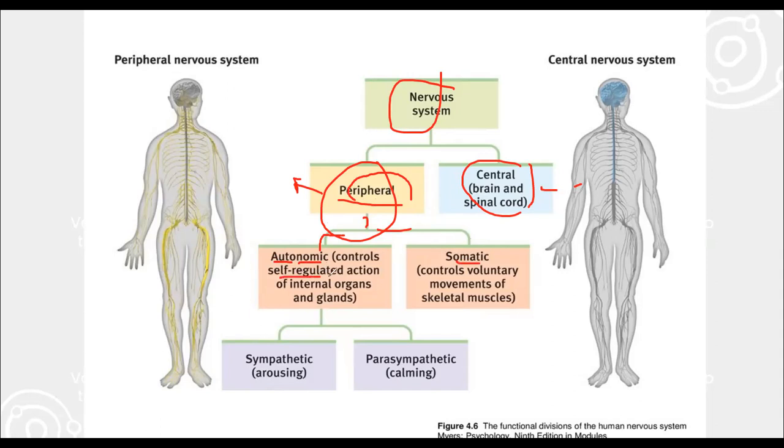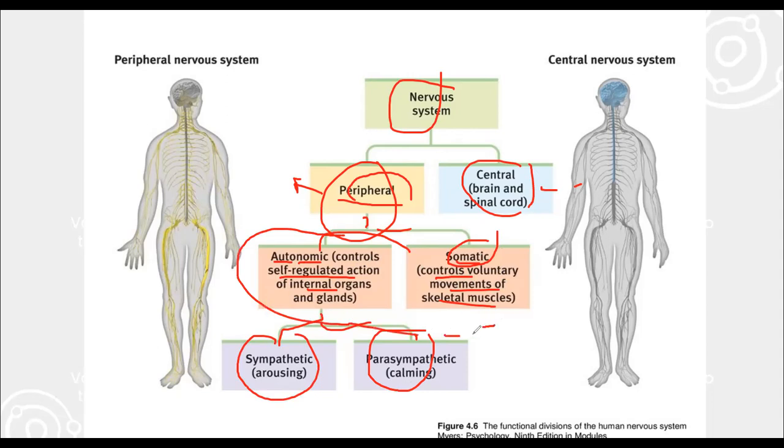Autonomic means self-regulated action of the internal organs, and obviously this will be involuntary mostly, and here this will be controlled voluntary movements of the skeletal muscles. So somatic is basically your body movements. Okay, again autonomic is classified into sympathetic and parasympathetic, so that is what we will be discussing in detail over here. This comes under the replay. We have discussed this in the previous video. If you have not checked it out, please check that video out.